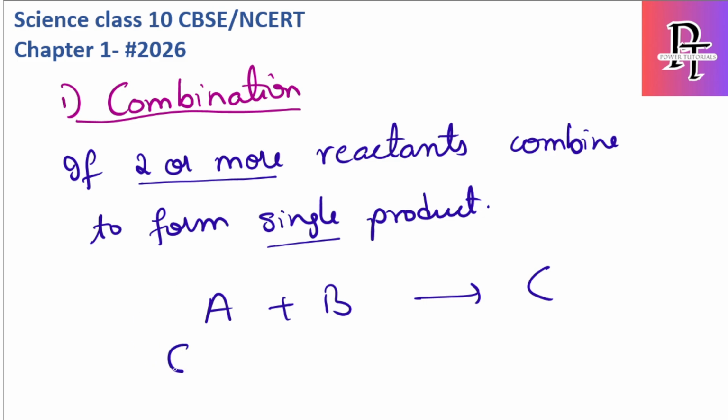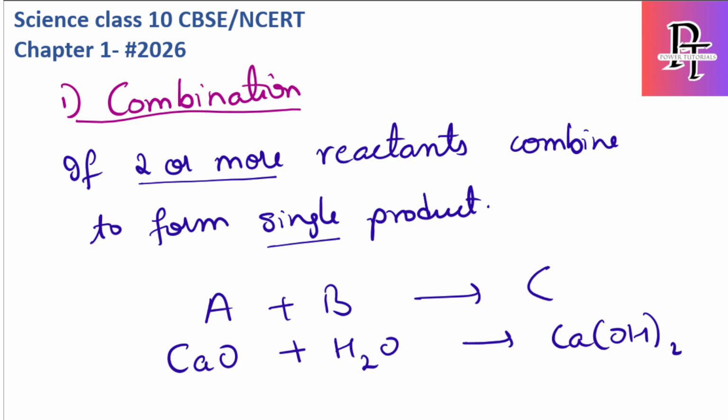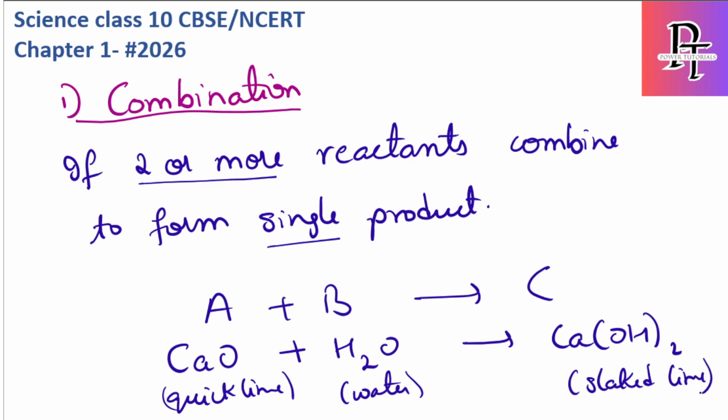The first one is CaO, plus water. If combined, it forms Ca(OH)2. You have to remember the names. This is quick lime. CaO is called as quick lime. H2O I think everyone knows, which is nothing but water. These two get combined to form slaked lime. Slaked lime is Ca(OH)2. So what about the states? CaO is quick lime, which is solid. If combined with water, it is liquid. Ca(OH)2 is aqueous, so it should be aq.